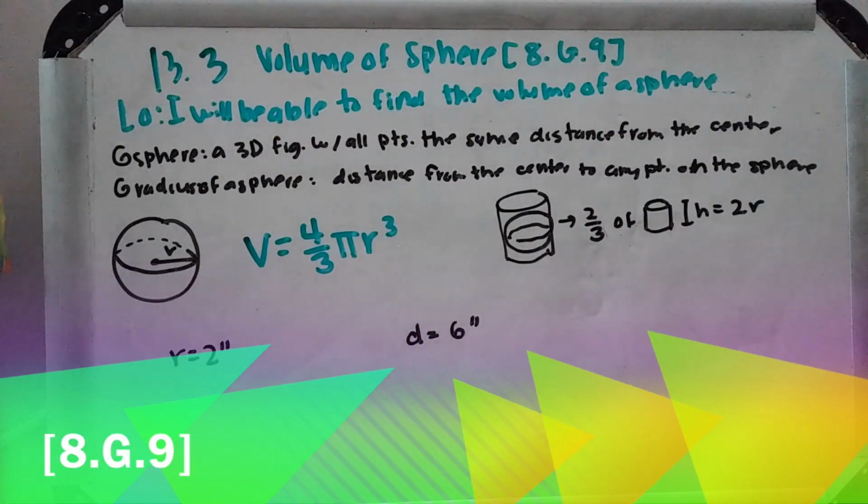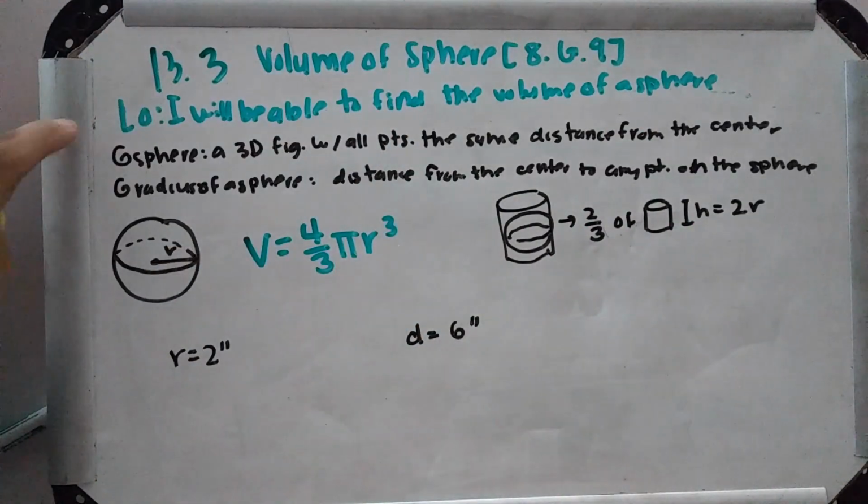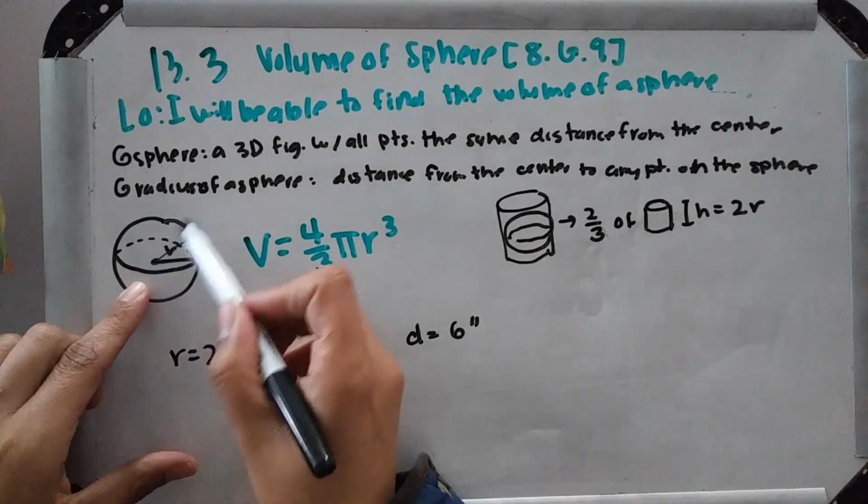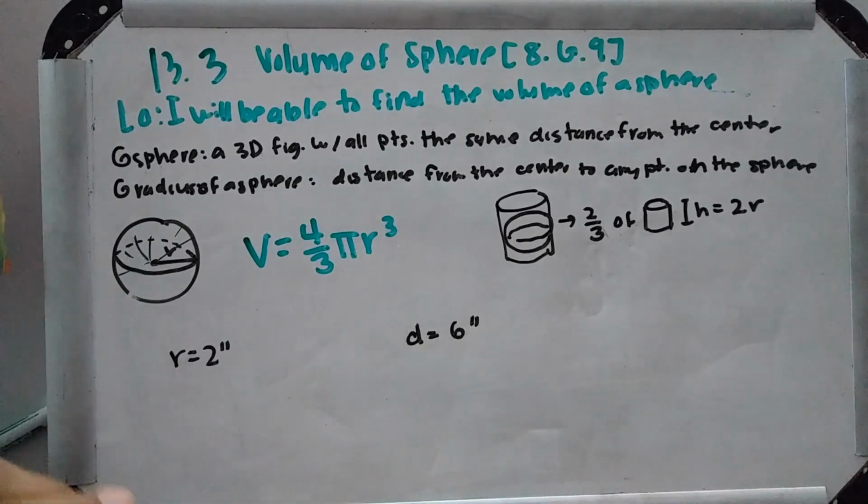Okay, so this is the 13.3 volume of spheres. That's your standard objective, to be able to find the volume of a sphere. A sphere is basically 3D, it's a ball. It's a 3D figure with all points the same distance from the center. So every single point here is the same distance from the center. It's a circle, it's a sphere, it's a ball.